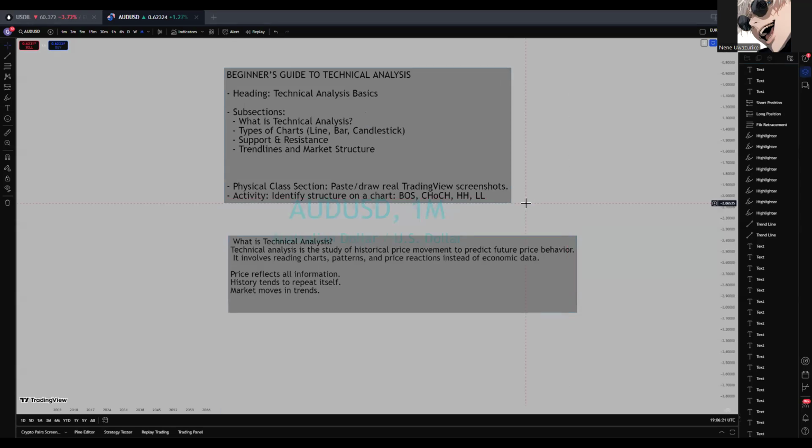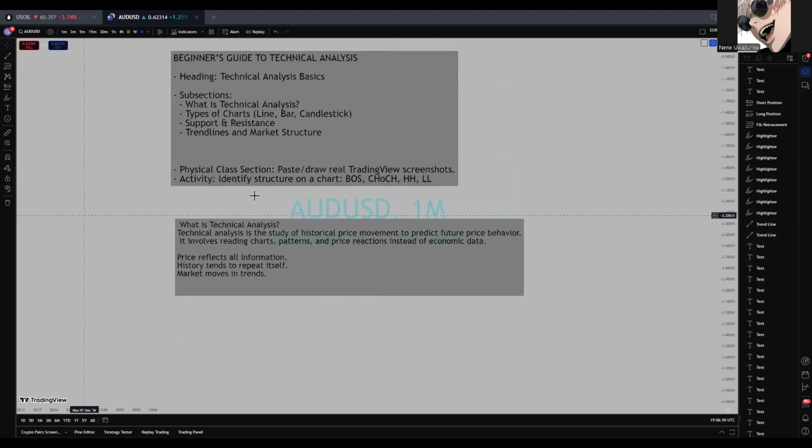This is a beginner's guide to technical analysis, and we have our topic and our subsection: technical analysis, the basics. We have what is technical analysis, types of chart, support and resistance, trend lines, and market structure. Today I'll be doing the basics and simplifying all of them. We're not going to be doing the advanced stuff. It's just an intro into technical analysis.